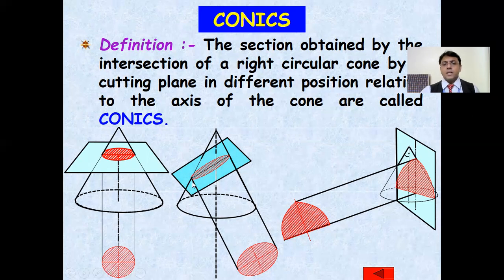Same cutting plane, if it is inclined to the axis and it cuts both the extreme generators, the outcome is going to be an ellipse. The remaining cut surface, if we see it with respect to its plane surface, is an ellipse.